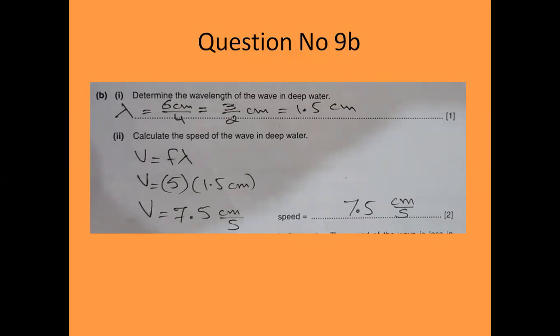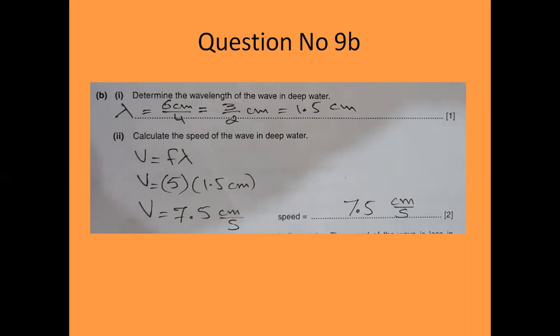Then the second part of question number 9, the B part, is: calculate the speed of the wave in the deep water. You know the wave equation, v equals f lambda. We want to find out the speed of the wave. f is the frequency, which is 5 hertz, and lambda is 1.5 centimeters. So your answer will be 7.5 centimeters per second.